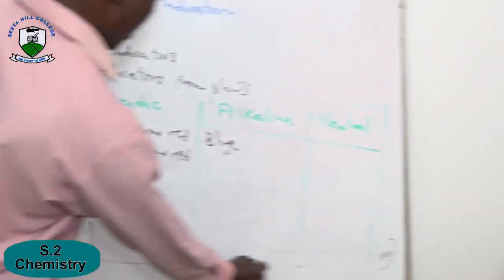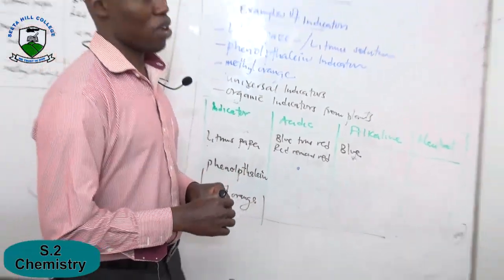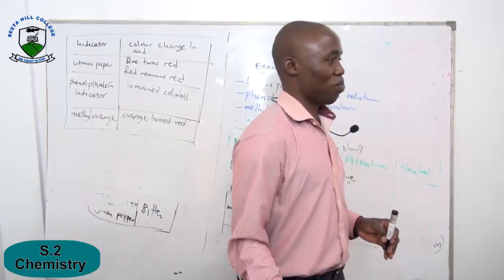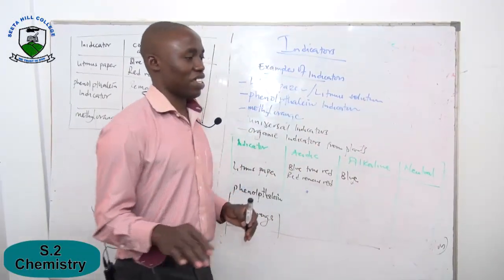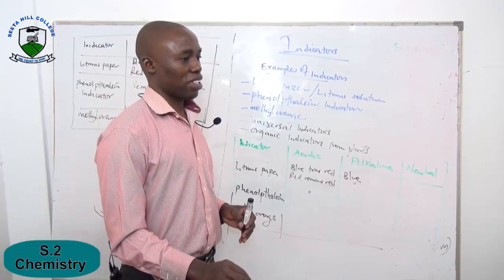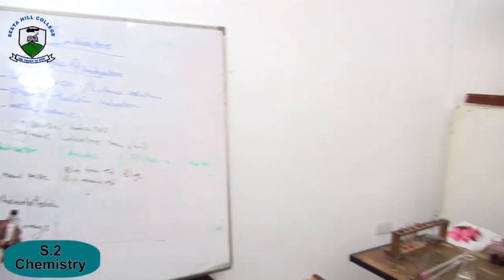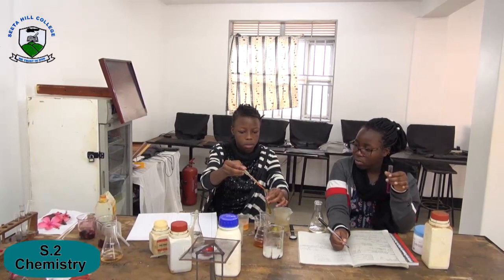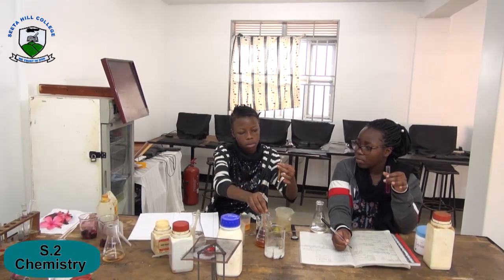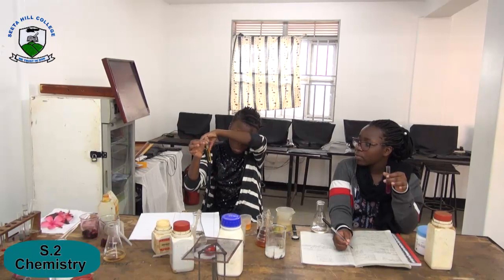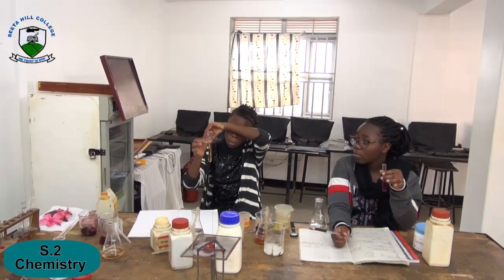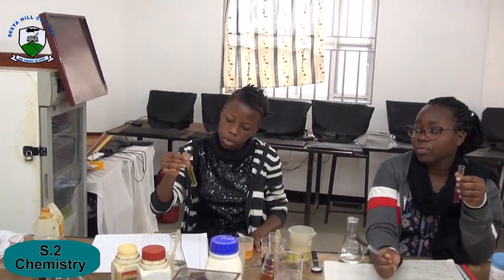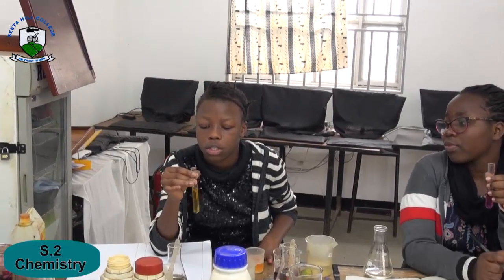Are you very sure? You added more. No, redo it afresh with two drops and you see. Just one drop and you see. The color is still what? Orange. Shake it. Orange. You are very sure that it's orange? It's yellow.